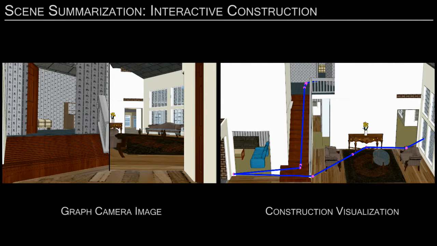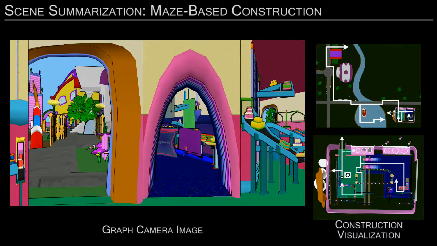Here the graph camera samples both floors of the house by compressing the stairs. Summarization images can also be rendered with maze-based graph cameras. Here the graph camera rays start at O and sample the 2 rooms of the bakery as well as outside.